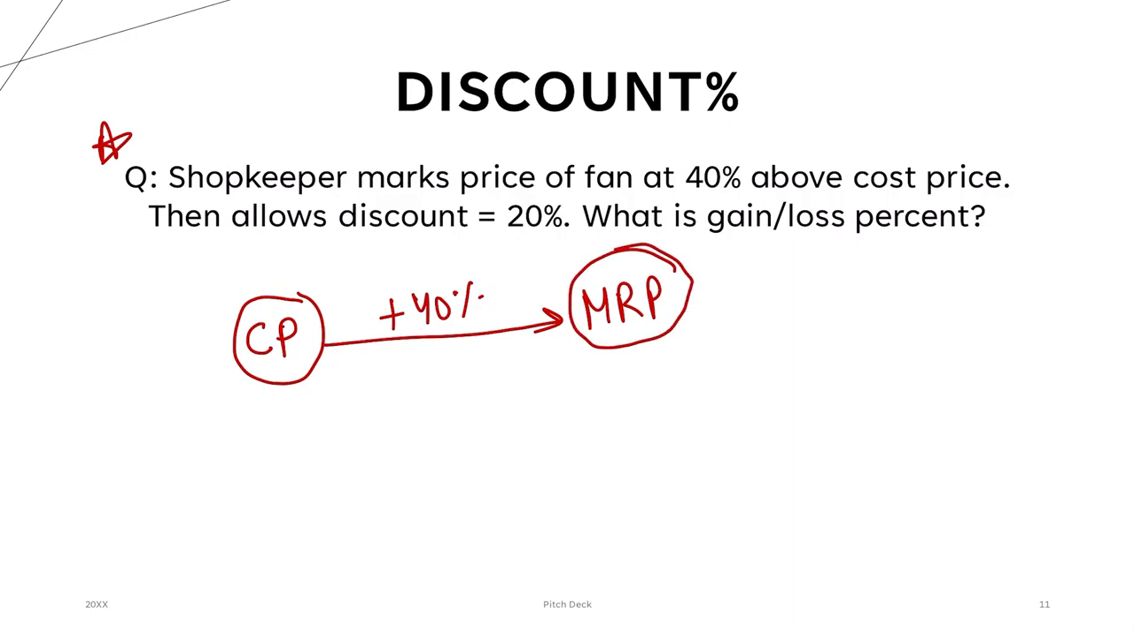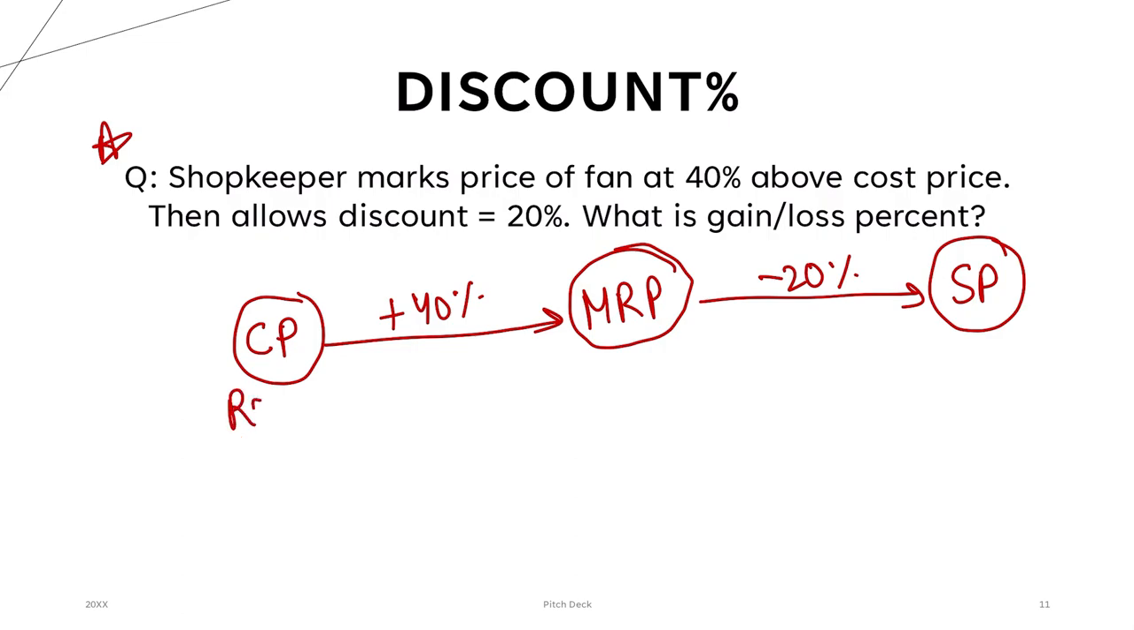That is a marked price. Then he gives a discount on this marked price of 20%, and that is the selling price for the shopkeeper. I hope this is clear. He bought it for some price from the factory, then he marks it up by 40%. Then the new price is the MRP or the marked price for the product. Then he provides a 20% discount, and finally he is selling it to the customer. Now, what is his gain or loss percent?